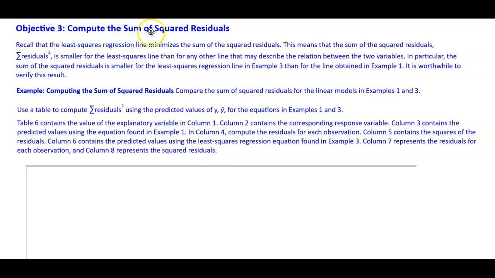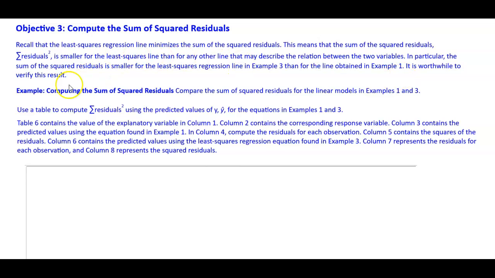Objective 3, compute the sum of squared residuals. Recall that the least squares regression line minimizes the sum of the squared residuals. This means that the sum of the squared residuals is smaller for the least squares line than for any other line that may describe the relation between the two variables. So in particular, the sum of the squared residuals is smaller for the least squares regression line in example 3 than for the line obtained in example 1.